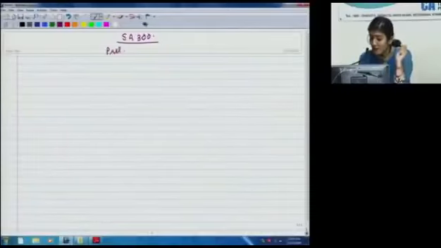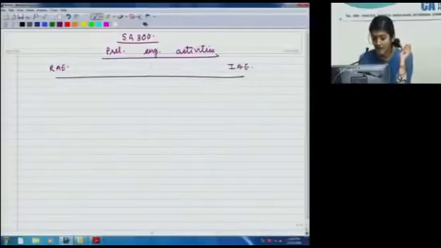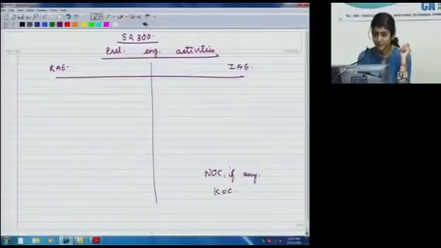Then an important question which we discussed in SA 300 was regarding the preliminary engagement activities, for a recurring audit engagement and for an initial audit engagement. For an initial audit engagement, we had 2 extra points: no objection certificate, if any, from the predecessor auditor, and knowledge of client's business.